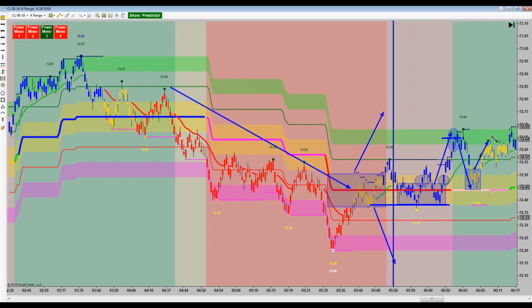And this is what you want to catch. So if you've been stuck in that rut of getting in the thrust moves and constantly getting stopped out on the pullbacks, it's because you're getting in the wrong place. You're getting in on the thrust part. You need to get in on the retracement part, which is this box right here.